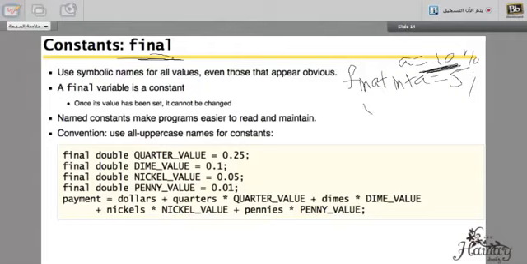For example, the pi, it's a fixed ratio. It's an axiom. It's fixed. It's 3.14. This is fixed. So you don't want anyone to change the value of pi, then you can use final. So no one can change it.